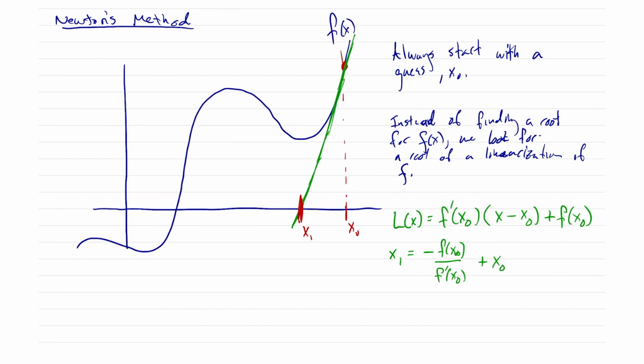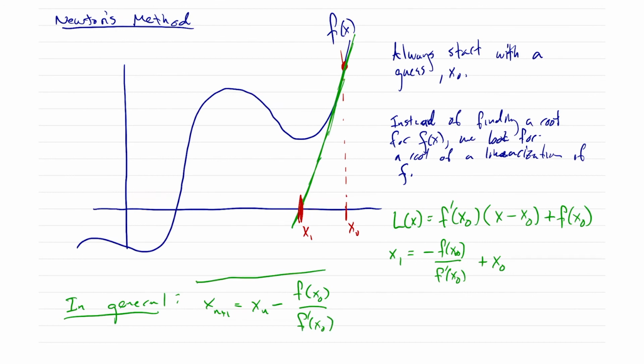And so in general, we're going to have the equation x of n plus 1 is equal to x of n minus f of x n divided by f prime of x n. And this is what is called Newton's method. And this will get us started.